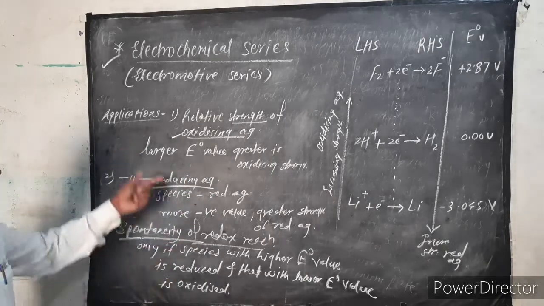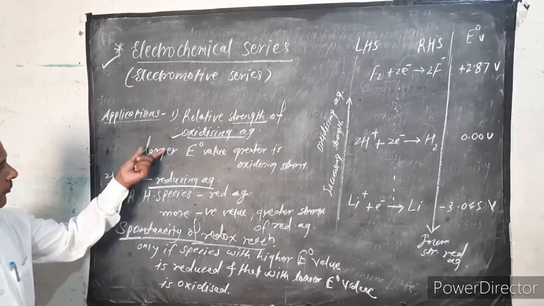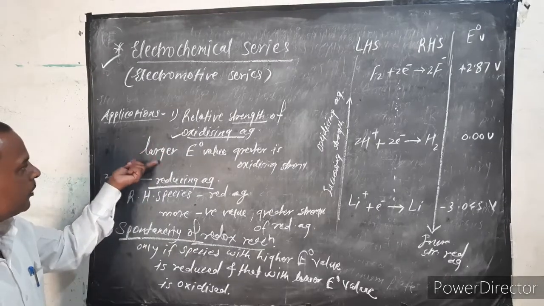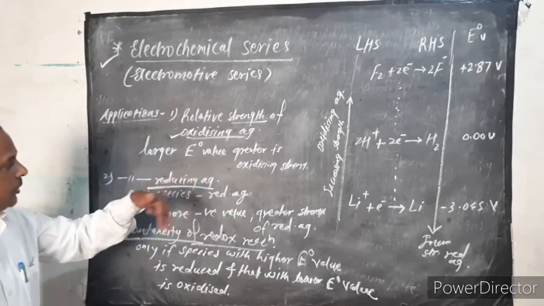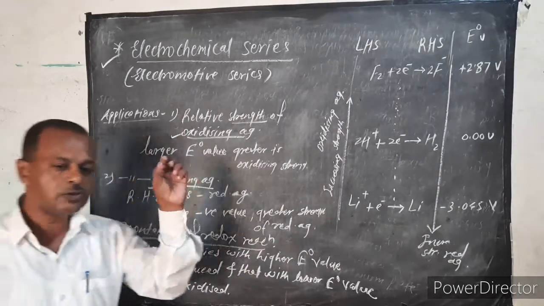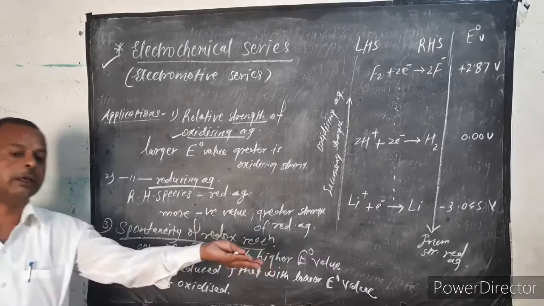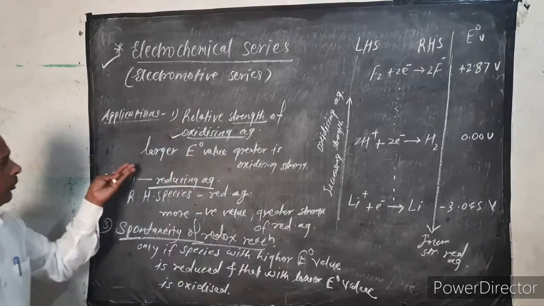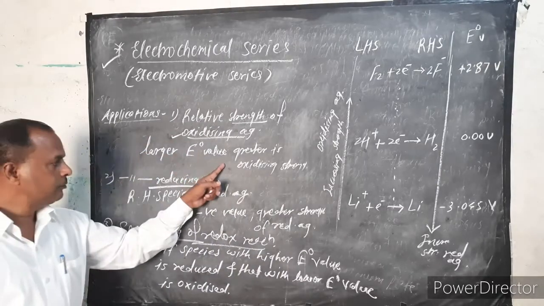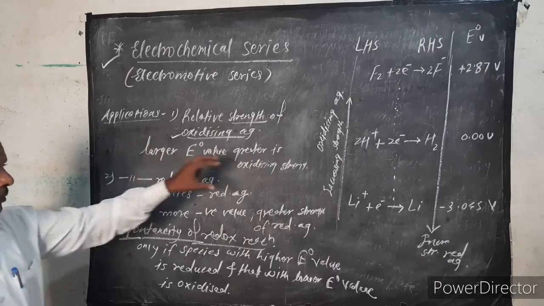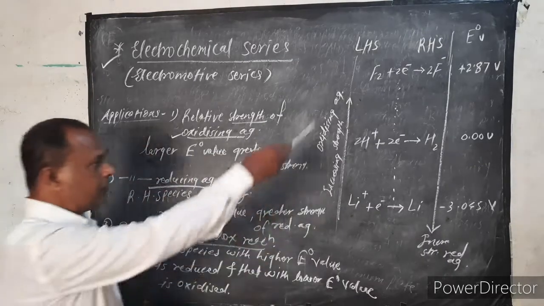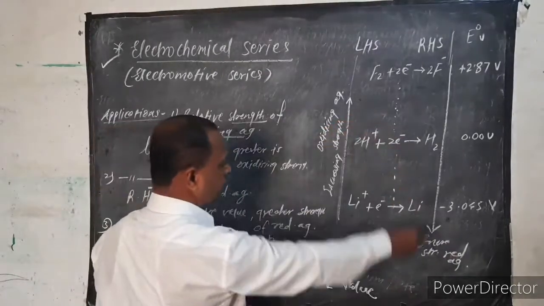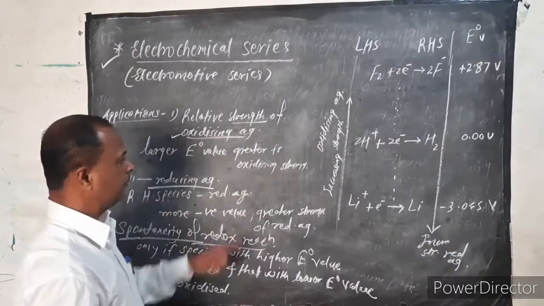What is an oxidizing agent? Those substances or species having a tendency to gain electrons are called oxidizing agents, because oxidation and reduction take place simultaneously. One substance should donate electrons and another substance should gain the donated electrons. Now the conclusion from this electrochemical series: the larger the standard reduction potential value, the greater the oxidizing strength.